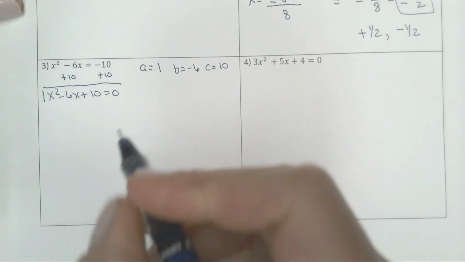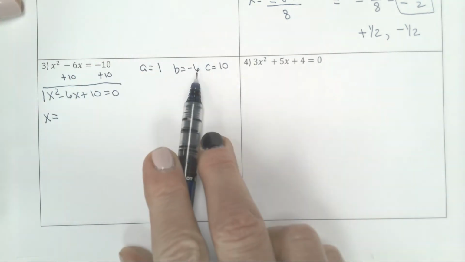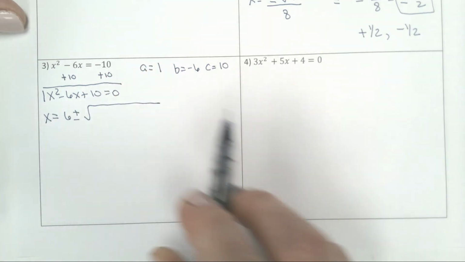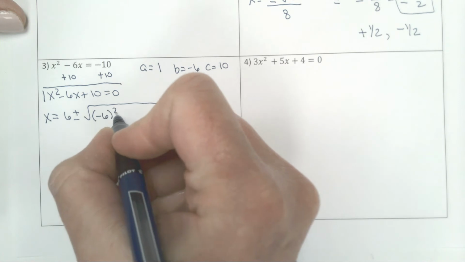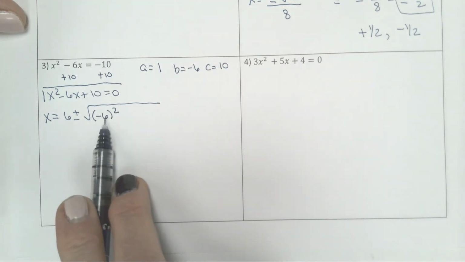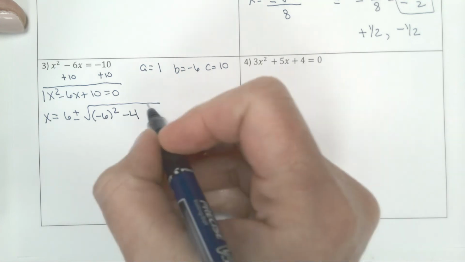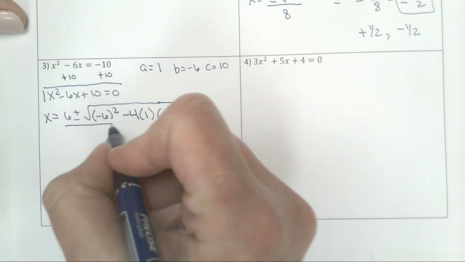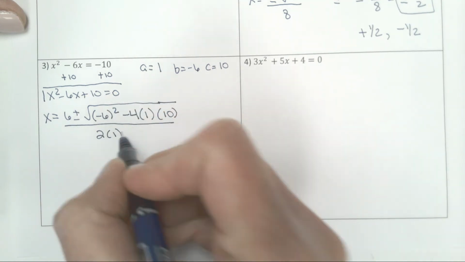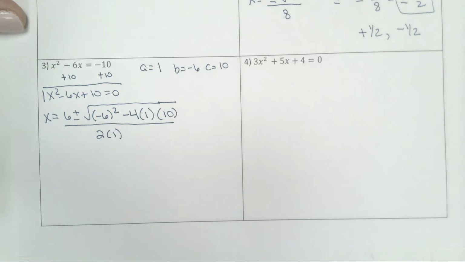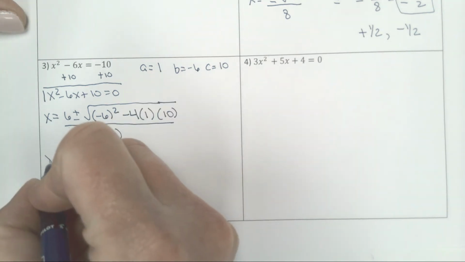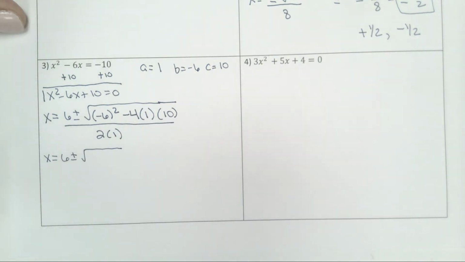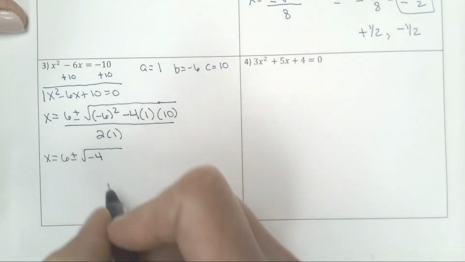I'm going to plug this into the quadratic formula. The opposite of b, so the opposite of -6 is 6, plus or minus the square root of b squared, so you want to be sure you put parentheses around that, minus 4 times a, which is 1, times c, which is 10, all over 2 times 1. So I get 6 plus or minus. The number under the radical is -4.